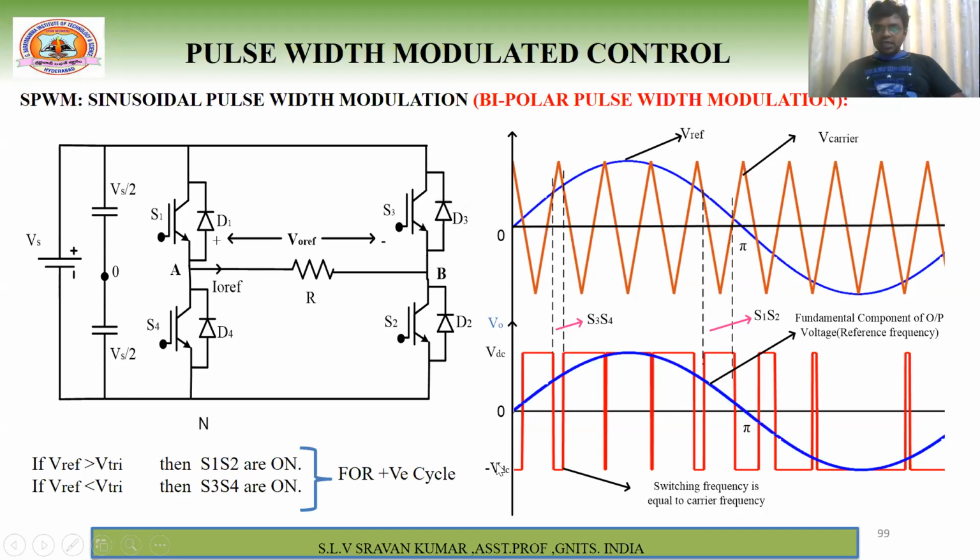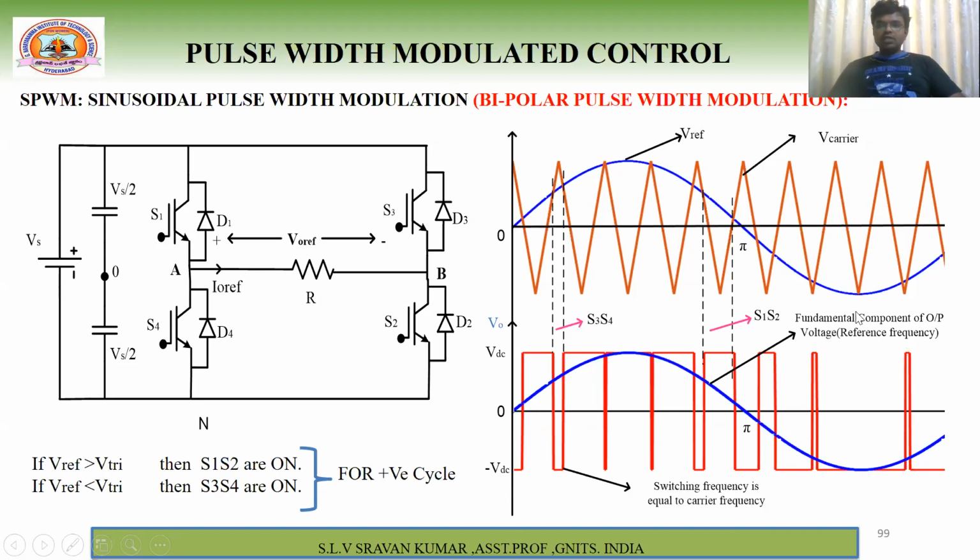Now see, these are the pulses, right? Which is nothing but we can call it as a switching frequency, which is equal to carrier frequency. And what about this one? This is nothing but fundamental, that means useful component. So you have B1, B2, B3, B5 there. In that B1, we are having the fundamental component. This is called the fundamental component of output voltage, at the reference frequency.